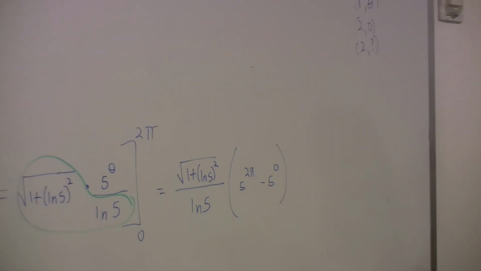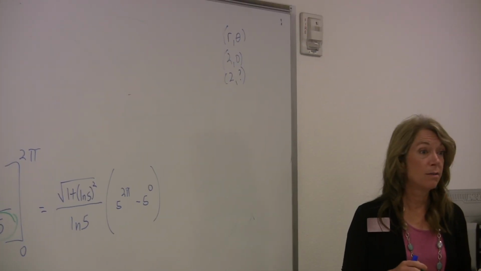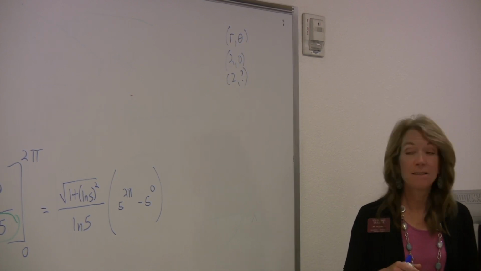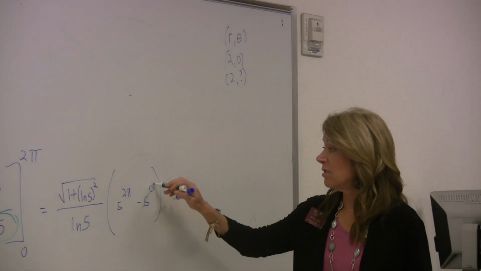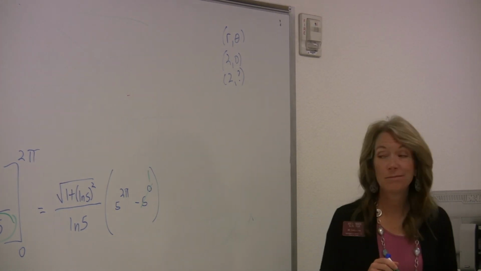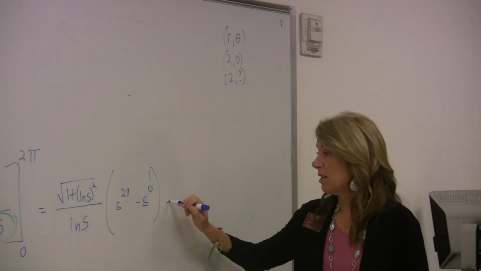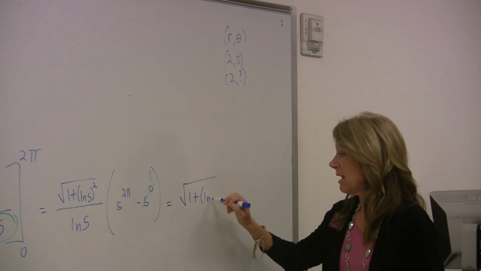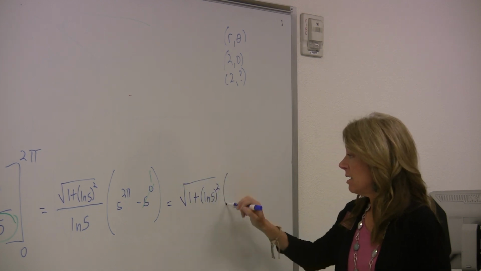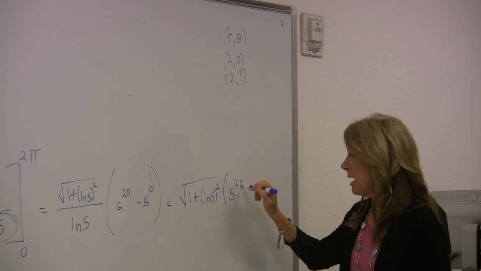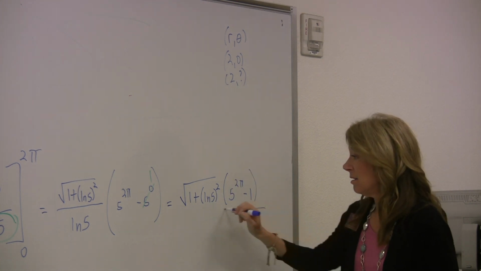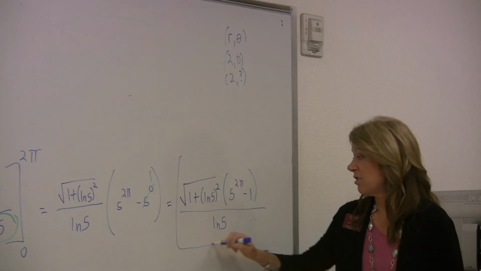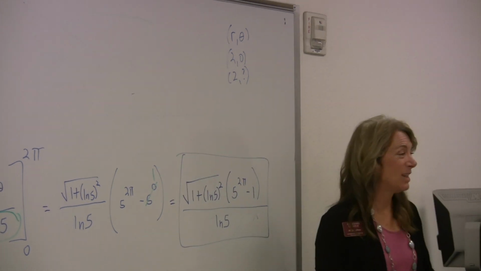There's only one more thing I can simplify here. What is it? 5 to the 0. 5 to the 0 is just 1. So there's not much more we can do, it's just a messy answer. So I have the square root of 1 plus ln 5 squared times 5 to the 2 pi minus 1, all over the natural log of 5. And that's your answer. That's your exact answer.